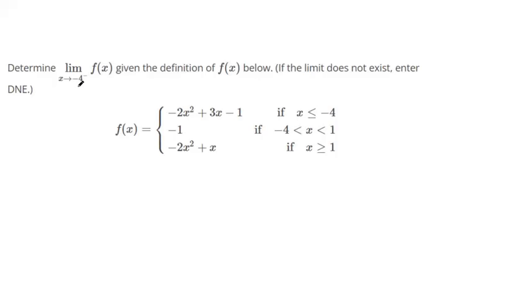This limit is asking us to approach negative 4 from the left. So we're slightly less than negative 4. So that means we use this top function. If it was the limit as x approaches negative 4 from the right, we'd use this function, and it would just be negative 1. But the limit as x approaches negative 4 from the left, we use the top function. We can evaluate that just by substituting x equals negative 4.